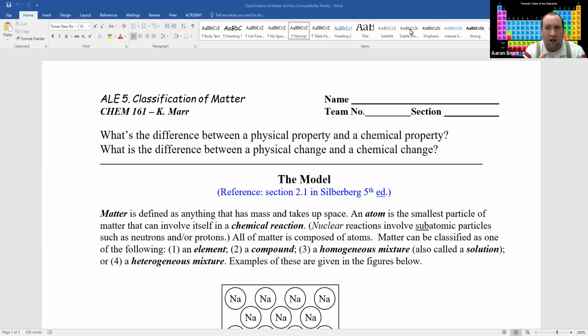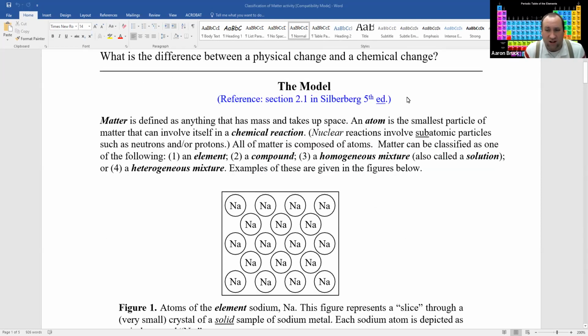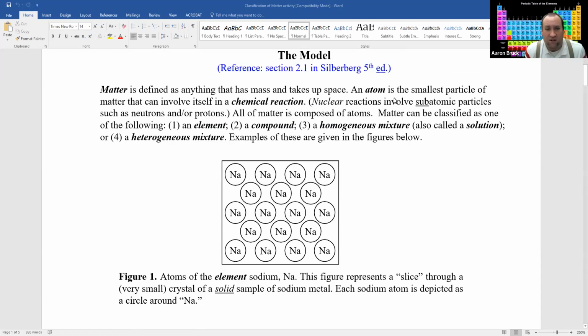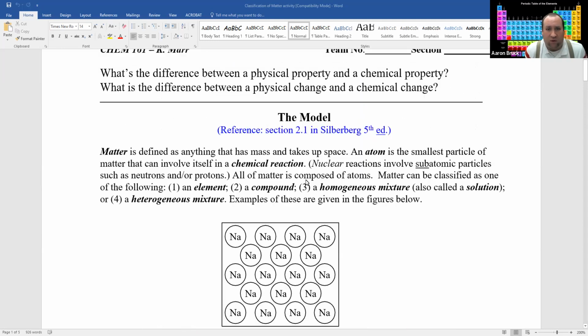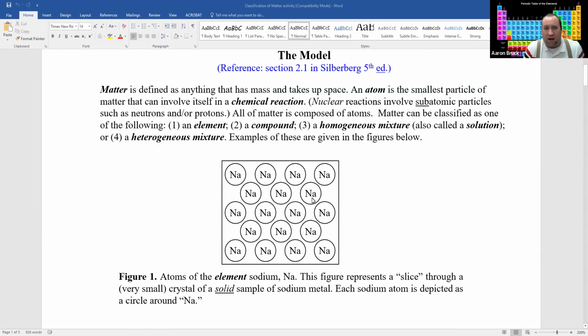Before we actually get to the questions, I really want to take a chance to look at these different pictures and try to get some ideas for what the pictures are saying and how to see the differences between them. So, looking at the model here, it says matter is defined as anything that has mass and takes up space. An atom is the smallest particle of matter that can involve itself in a chemical reaction. Again, we're going to skip that part about nuclear. We'll come back to that in a couple of weeks. All matter is composed of atoms.